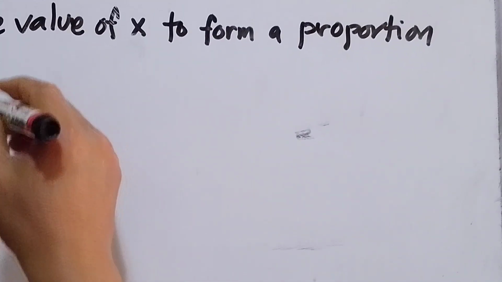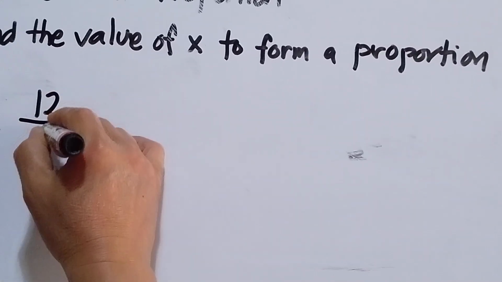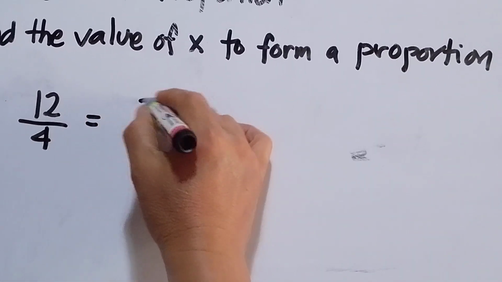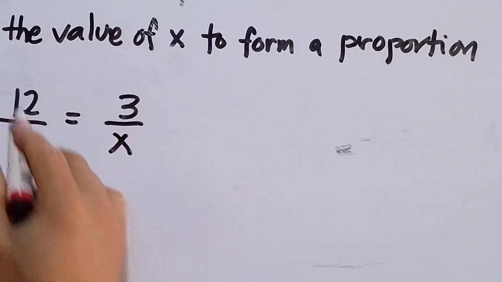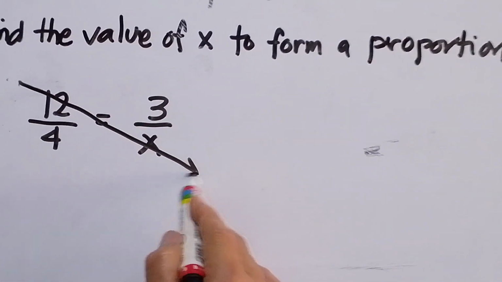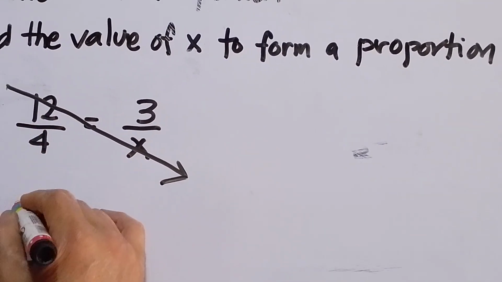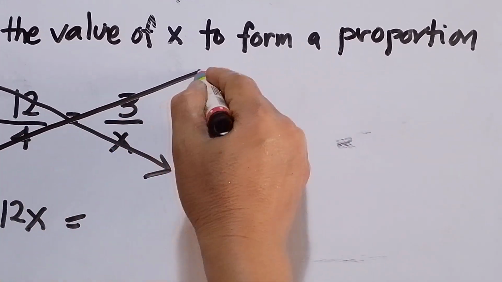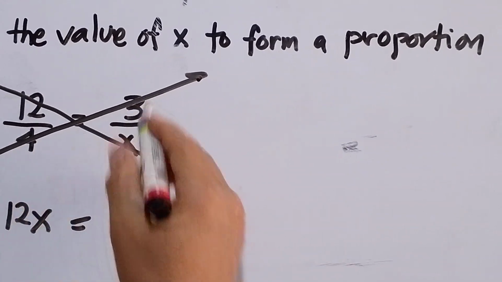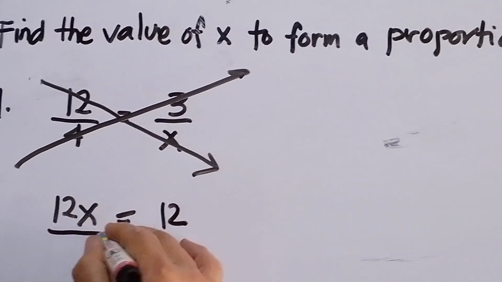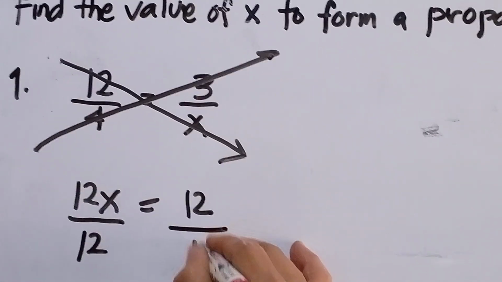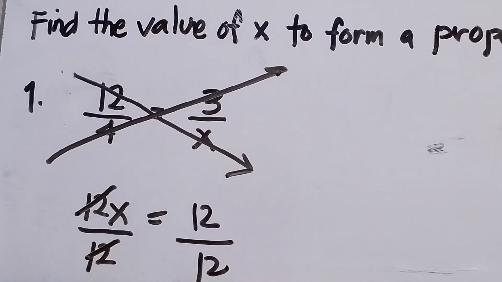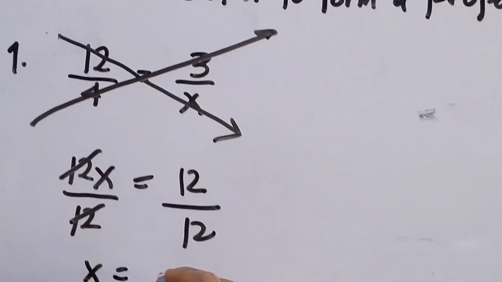Number 2 is 12 over 4 is equal to 3 over x. Again, I will apply cross multiplication. 12 times x is 12x. And then cross multiplication also, 4 times 3 is 12. Divide both sides by 12. Cross out 12. X equals 12 divided by 12 is 1.